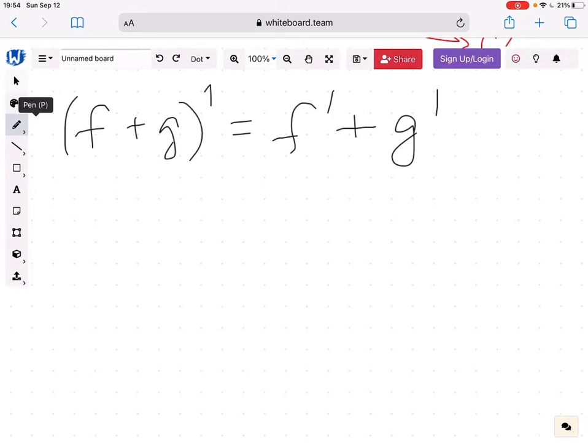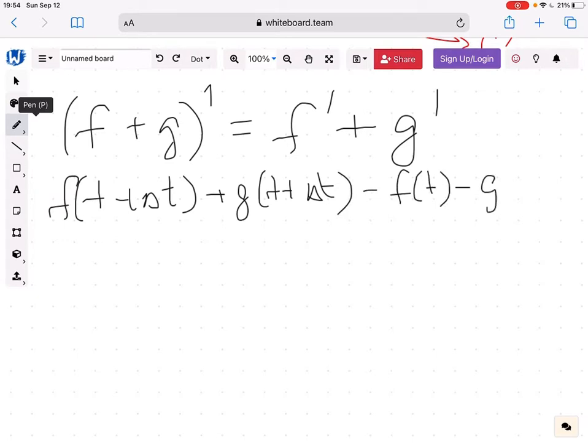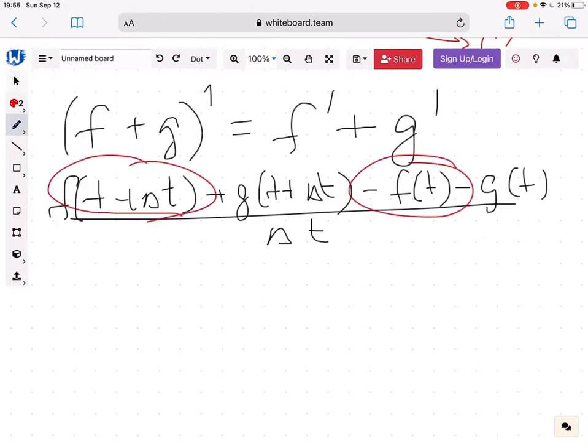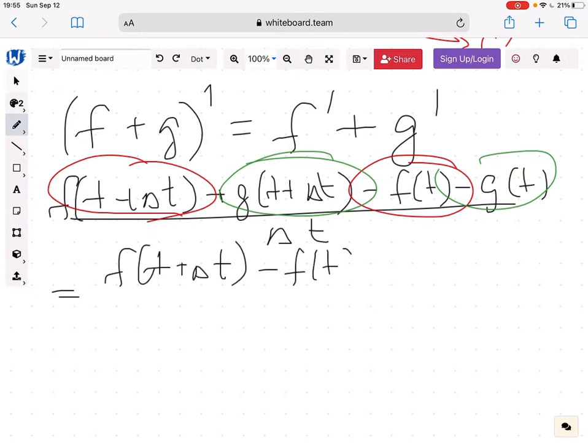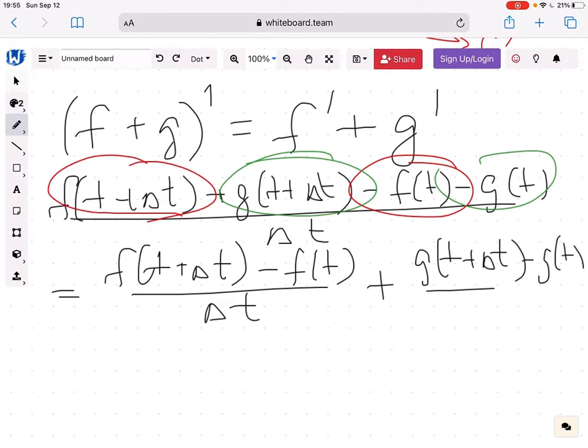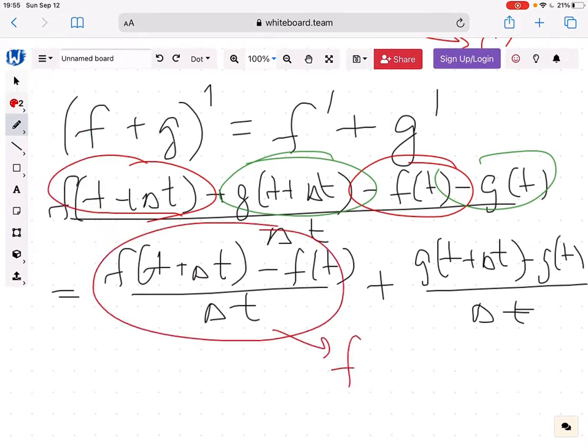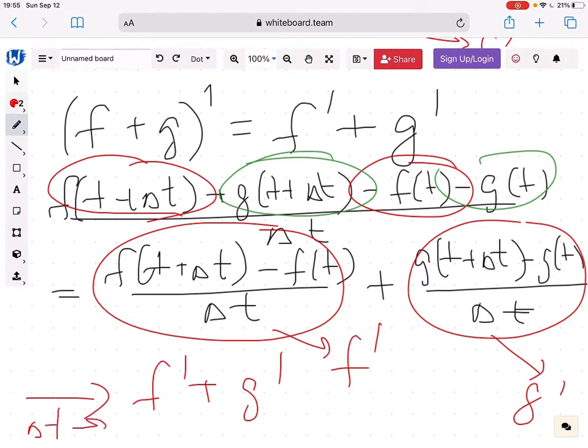The proof is very simple again. So you have f of t plus delta t plus g of t plus delta t minus f of t minus g of t, divided by delta t. Now we're going to combine this term and this term, and we're going to combine this term and this term, and split them out. The red terms give me f of t plus delta t minus f of t, divided by delta t, plus g of t plus delta t minus g of t, divided by delta t. And now, when delta t goes to 0, what do we get? The first term goes to f prime. The second term goes to g prime. And the whole thing goes to f prime plus g prime as delta t goes to 0.